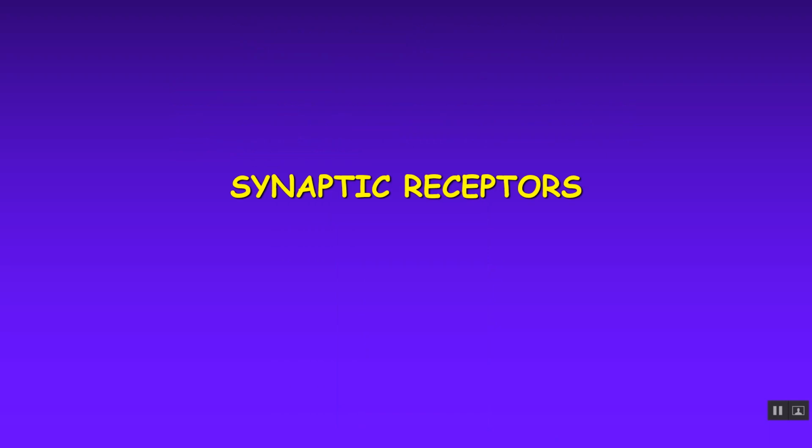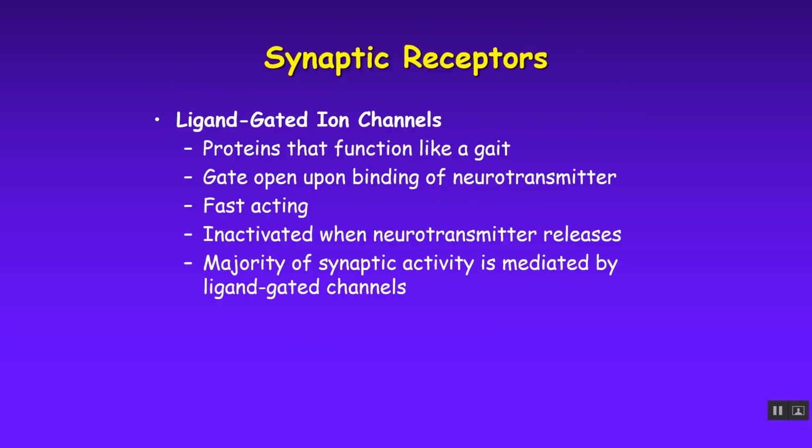Let's talk briefly about receptors, the receptors that bind the neurotransmitters. We're going to just talk about two major types. We have synaptic receptors that are ligand-gated ion channels. The ligand is just a neurotransmitter or whatever molecule that's going to bind to that. Proteins that function like a gate. Okay, so these are proteins that function like a gate. The gate opens when the neurotransmitter binds. There may be a slight delay. Some of them have different timing, but mostly it's pretty quick, though.